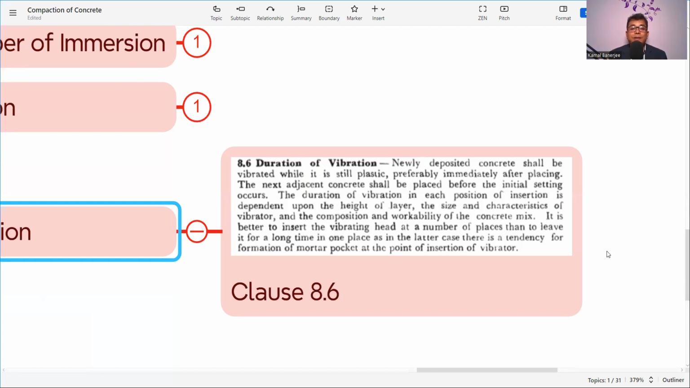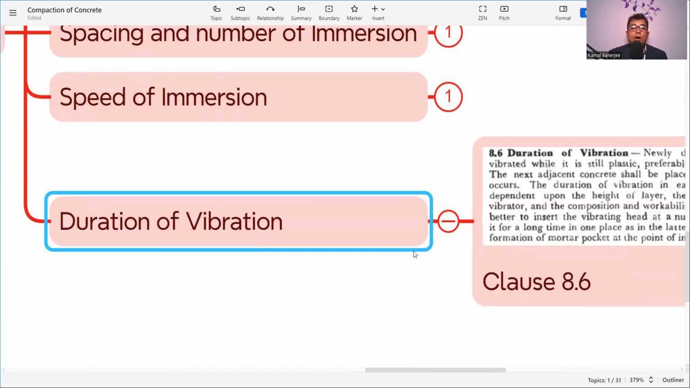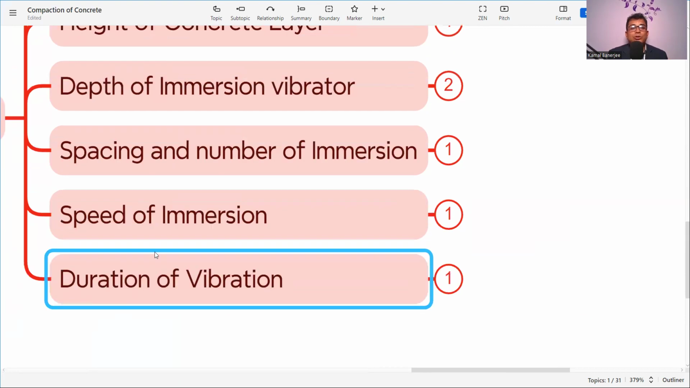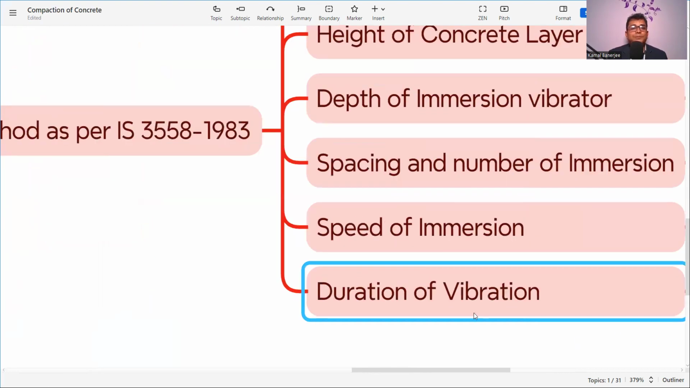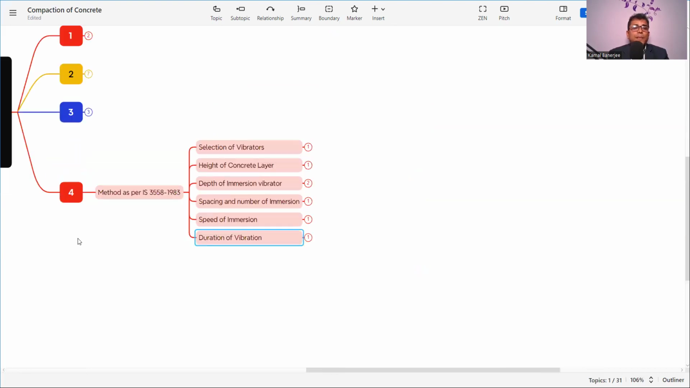Also you need to check that the air bubbles are coming above the concrete layer and the rich texture is appearing. So these are all the things you need to take care of whenever you are selecting the vibrator or doing the compaction. So this is all about the method as per IS 3558.